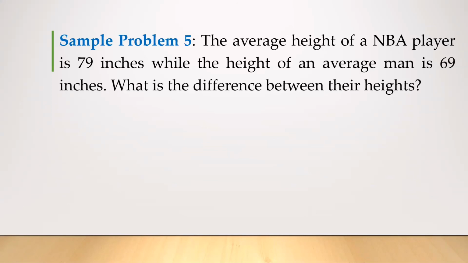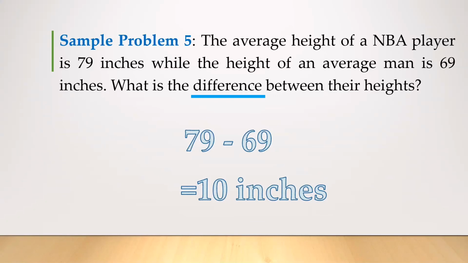Okay, so you got to ask yourself, what am I doing? Well, I'm going to look for the difference between their heights. Well, there's a key word there, difference. Difference should signal to you subtraction. So go back through. What are you going to subtract? That's right, 79 minus 69. That is going to give us 10 inches. So we knew we had to take the absolute value because they just wanted to know the difference. It didn't matter which one came first. They just want to know how far apart the two values were.